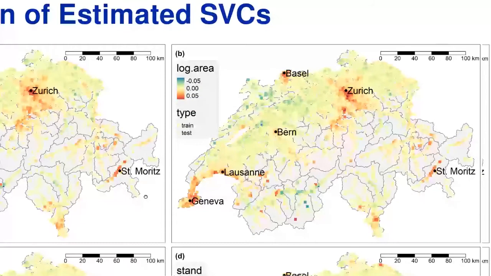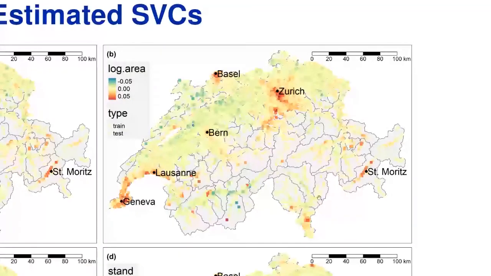This panel here on the right shows the spatial variance coefficient for the log area of the apartment. And this can then be interpreted as the price per square meter. And what you can see again is that in the metropolitan areas, the price per square meter is higher than in more rural areas. And the other ones, I will skip them. I think the idea should be clear now.